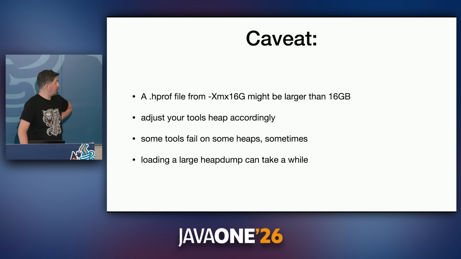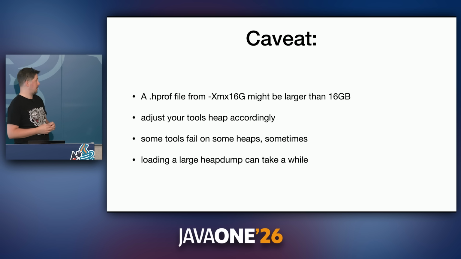Caveats. A heap dump from a big heap might be bigger than you expect. So a 16 gig heap, theoretically 16 gigs of memory, good, but we also have the other spaces that we need to put there so that the heap dump makes sense.